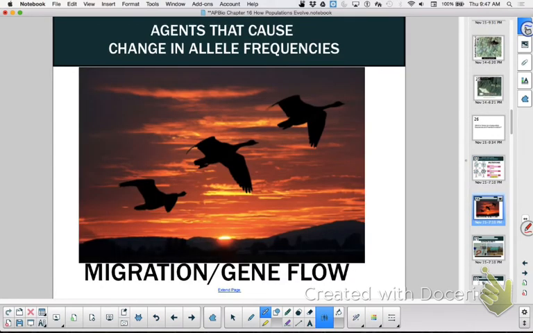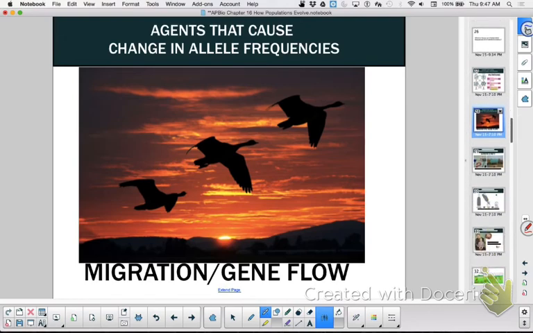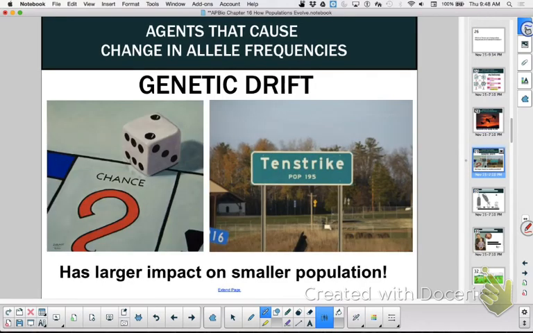The second one is migration or gene flow. Any new genes in or any new genes out. So that's migration. Gene flow is movement of alleles between populations. So mutations and then gene flow. What's the third one? What's this one about? What was the pinky about? Yes. Small populations can lead to genetic drift because chance can have a higher impact on small populations.